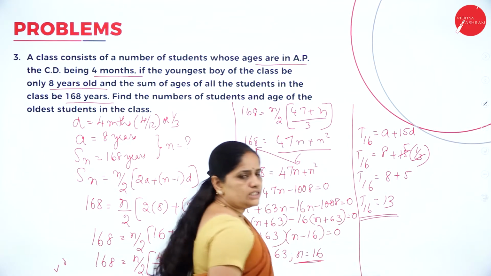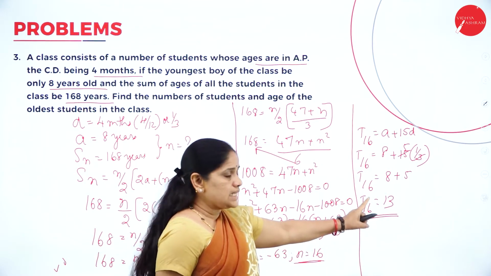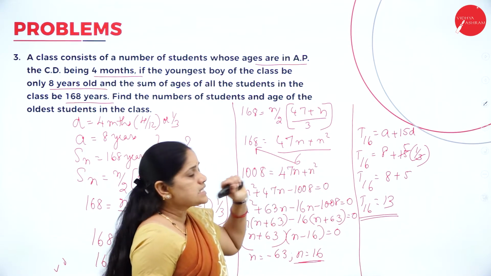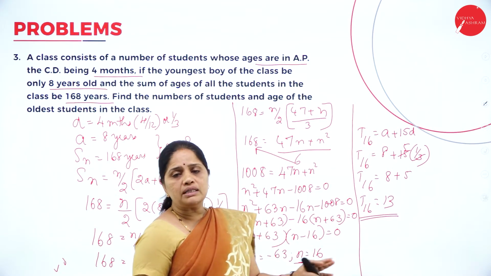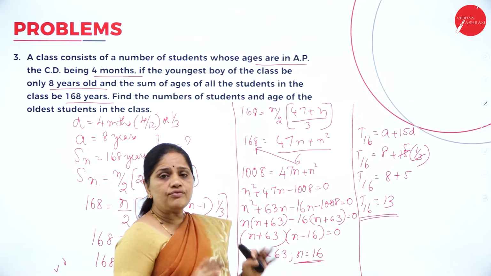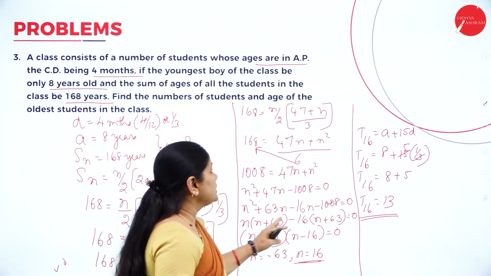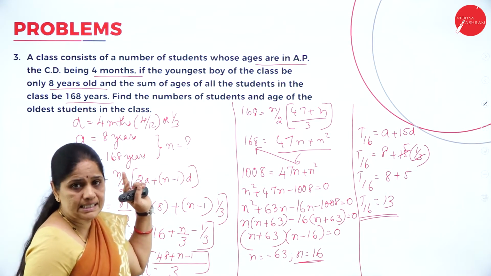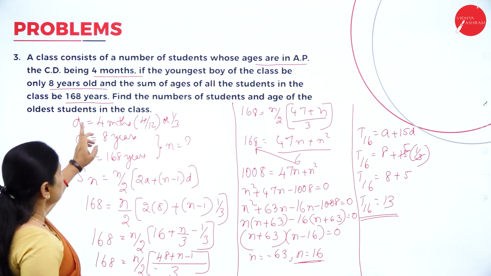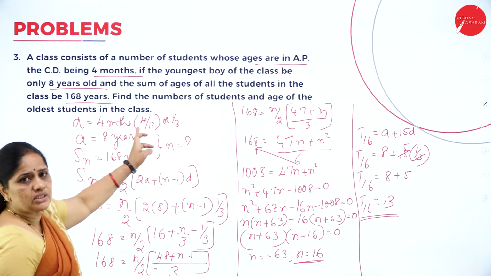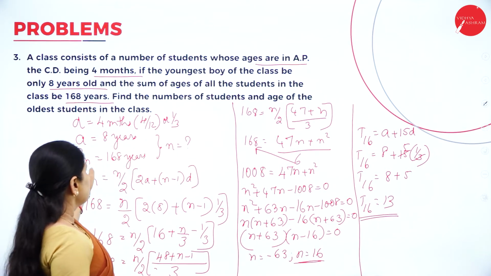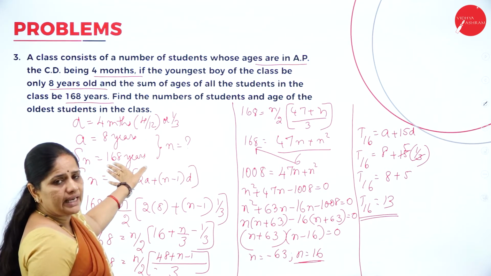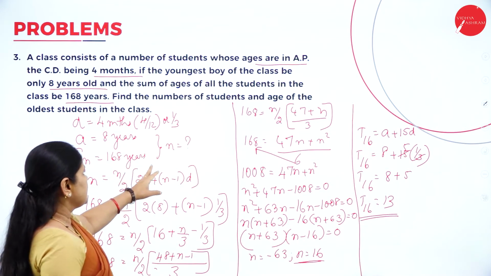So the age of the oldest boy is 13 and the youngest boy is 8, and each of the ages of all the boys, they have a difference of 4 months. So when we add all that, we are getting 168. I'll explain here. So D equals 4 months. So this is the difference between the ages, and A equals 8 years. The total amount of the age of the boys is 168 years.